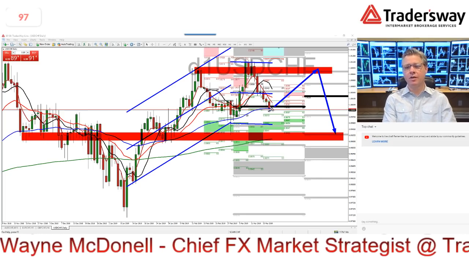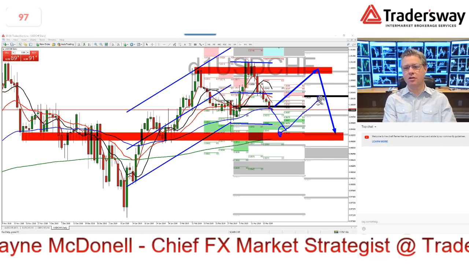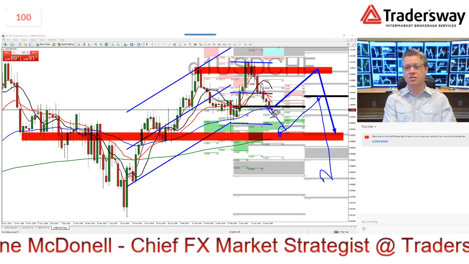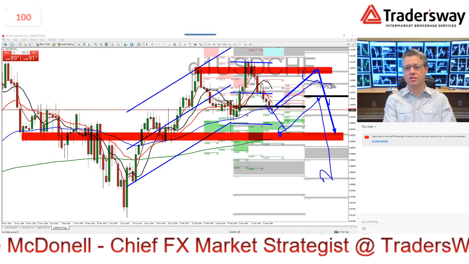So if it comes down a little farther, then you're going to do more like this. If it bounces here, you're going to look more at this area for yourself.